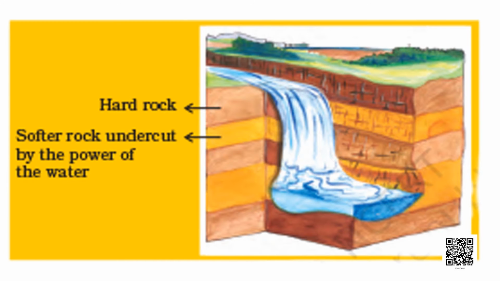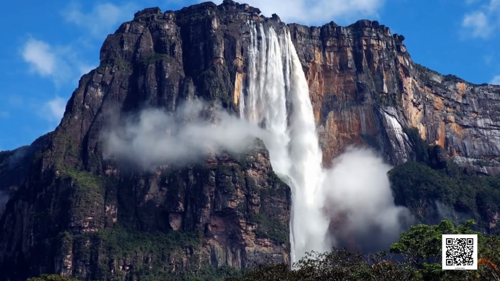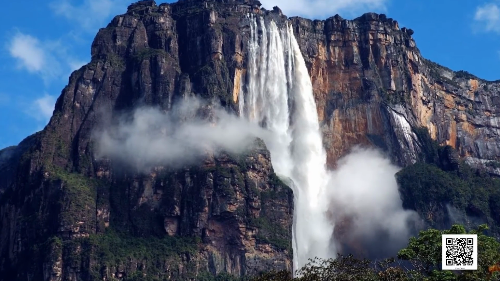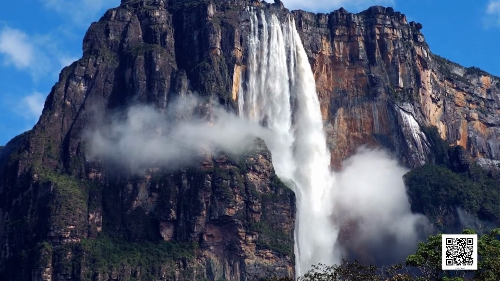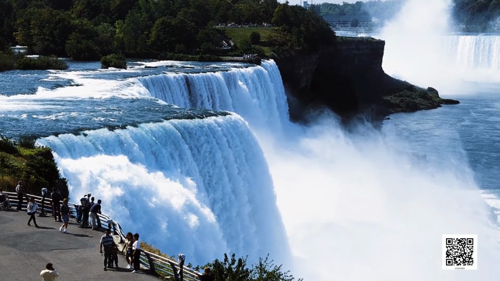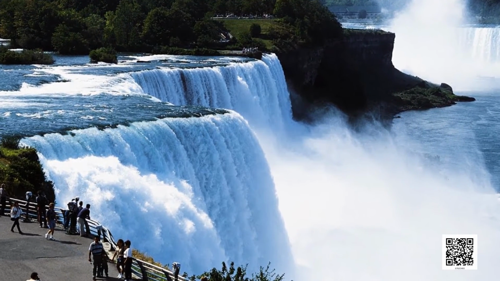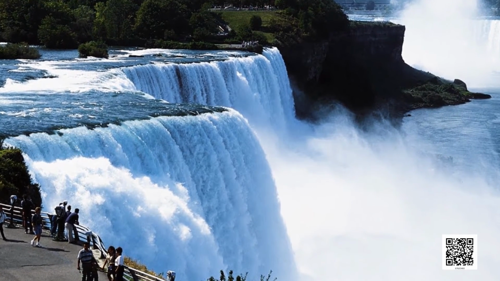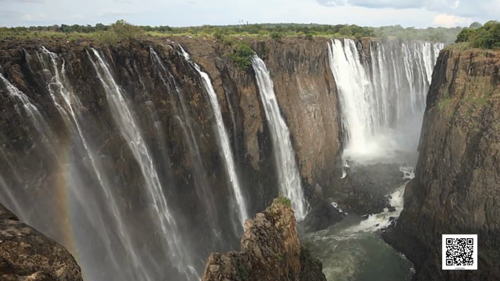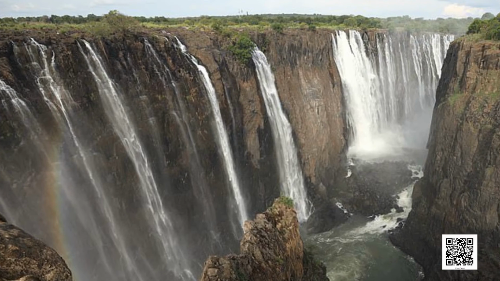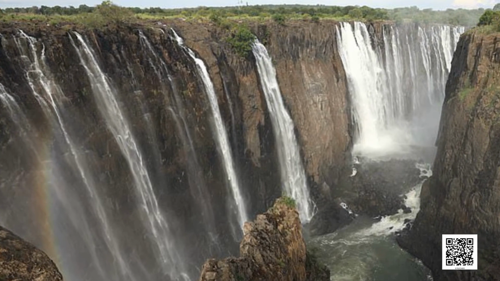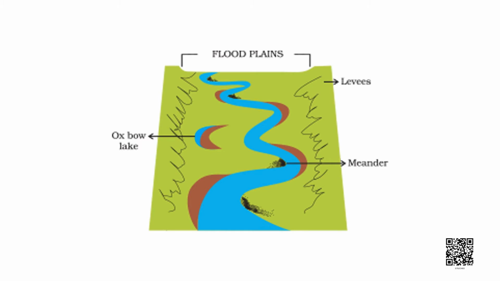Dear children, do you know that there are thousands of small waterfalls in the world? The highest waterfall is Angel Falls of Venezuela in South America, and the other waterfalls are Niagara Falls located on the border between Canada and USA in North America and Victoria Falls on the borders of Zambia and Zimbabwe in Africa. So dear children, as the river enters the plain, it twists and turns forming large bends known as meanders.